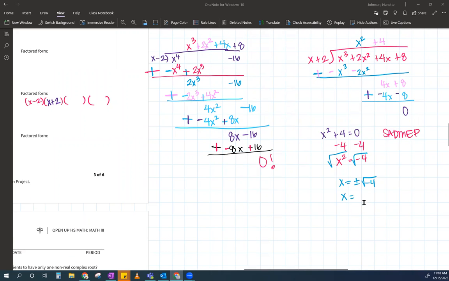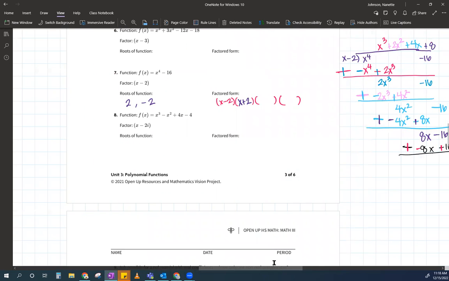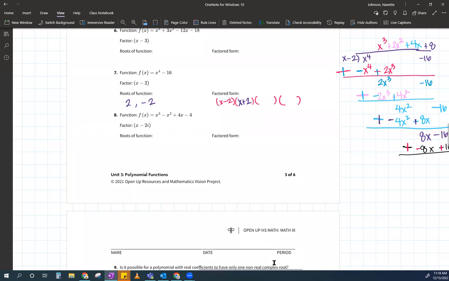So x equals plus or minus 2i. Please do not be deceived and think that this is some hybrid number. It's not. It's just 2i and -2i. So I'm going to write 2i and -2i. Since I know my roots, does that mean I can write my factors? Can you write out my factors for me?